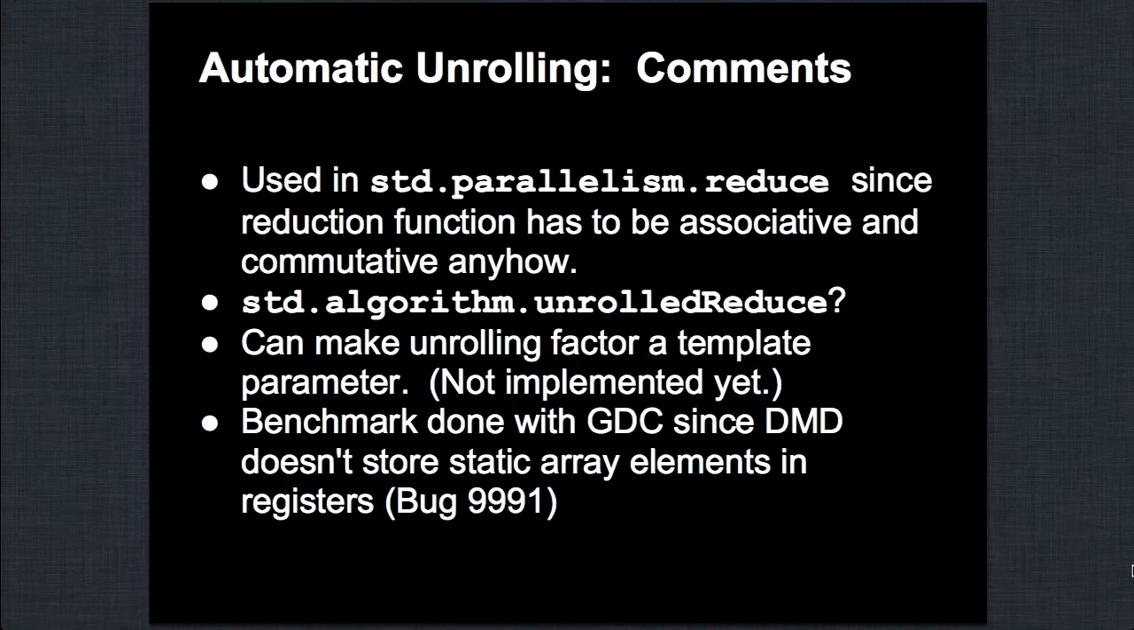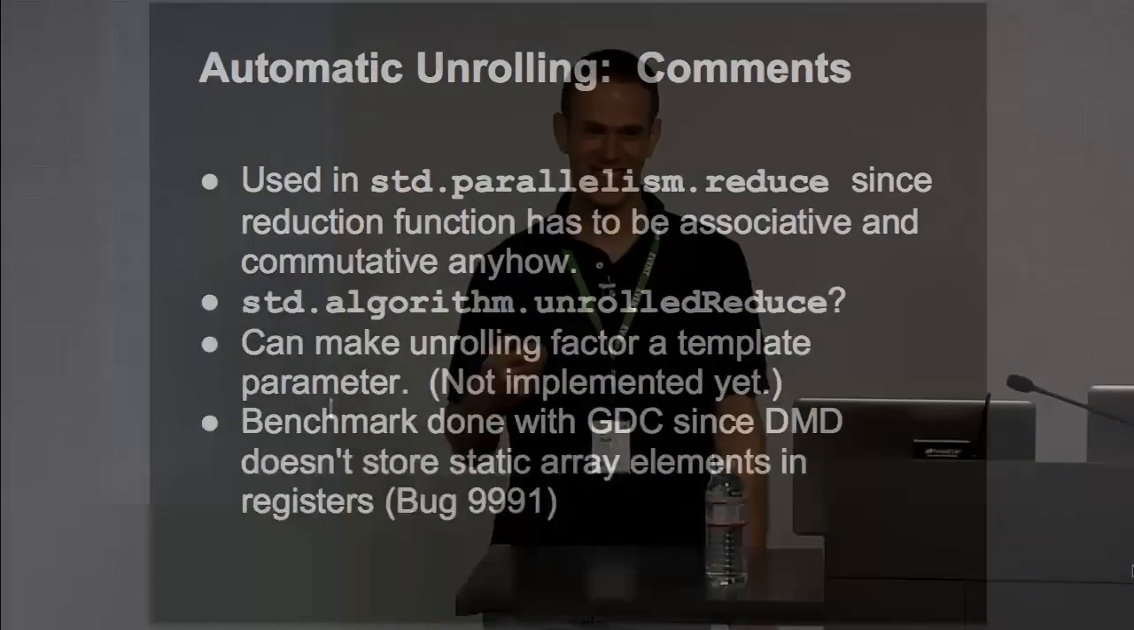And unfortunately, the benchmarks on this are done in GDC, because DMD is incapable of storing static array elements in CPU registers, even if they're only accessed by compile-time known offsets. In theory, they should be treated like regular stack variables. In practice, they aren't. That's bug 9991. So that's where that came from. Yes, it came from me making these benchmarks, actually. I think I filed this a week or two ago, and I think Walter just couldn't believe that someone filed a bug report on that.